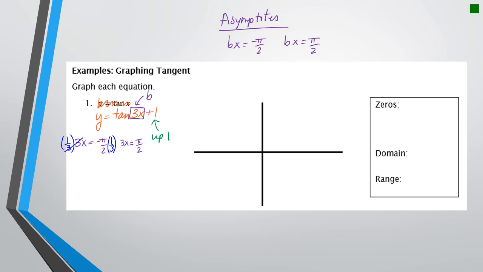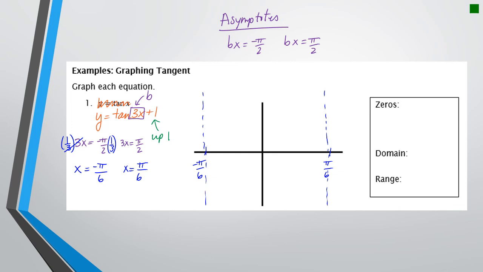So these 3's cancel out, leaving me just with x. And then if I multiply straight across, I get -π, and then 2 times 3 is 6. So that tells me that my other asymptote here would be +π/6. So I can go ahead and write -π/6 and +π/6. And these are going to be the asymptotes of the graph. So I'm going to go ahead and draw those in. So I have dotted lines right here.